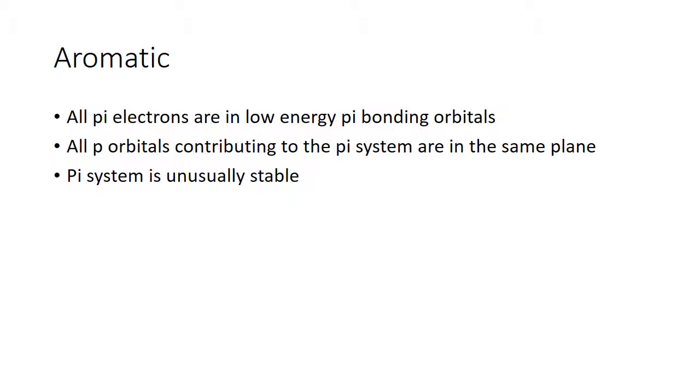In aromatic compounds, what we find are all the pi electrons are in low energy pi bonding orbitals. All of the p orbitals contributing to the pi system are going to be in the same plane, so they overlap, and you are able to get this arrangement of orbitals that puts the pi electrons in bonding low energy orbitals. So you have this really, really stable electron situation.